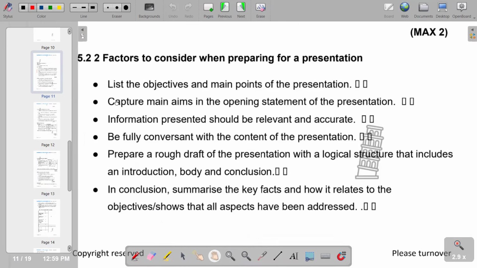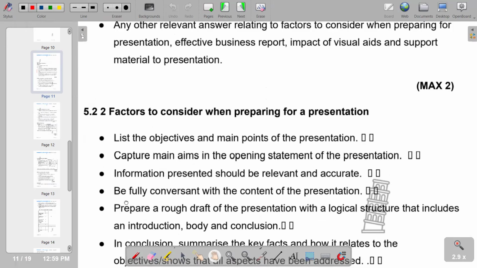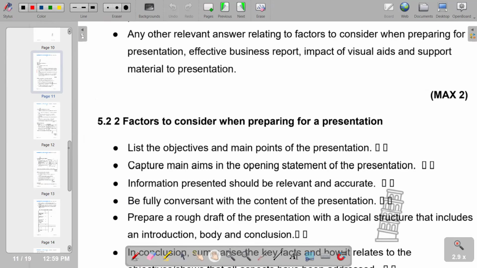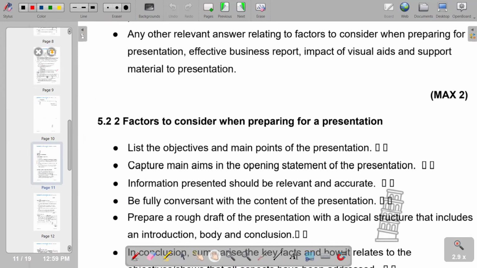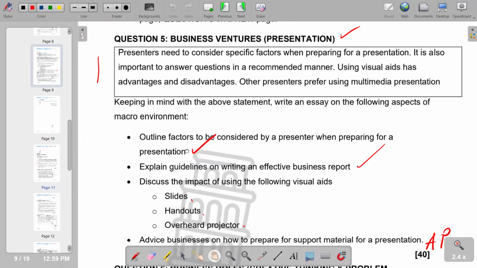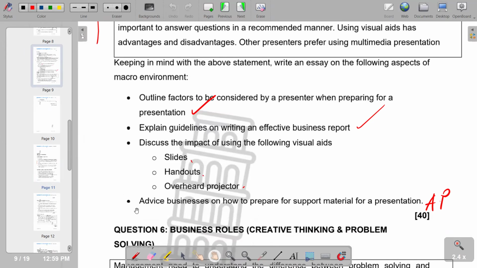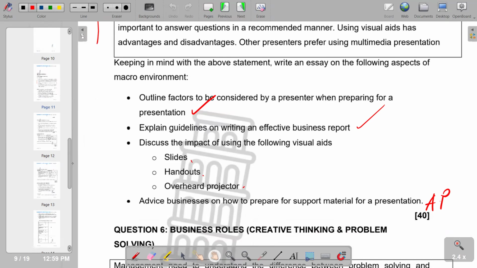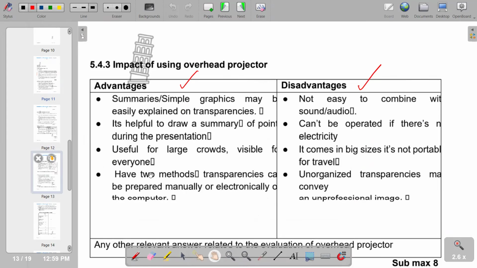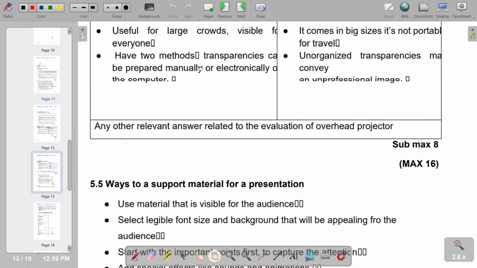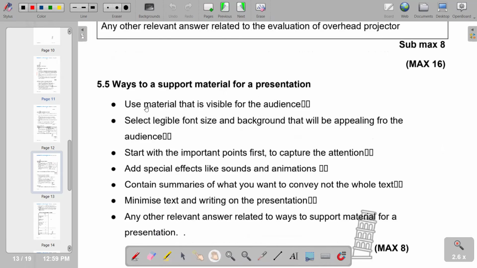We're moving on to the next part of our question. On the extra part, we have to advise businesses on how to prepare for support material for a presentation. So ways to prepare support material for a presentation.